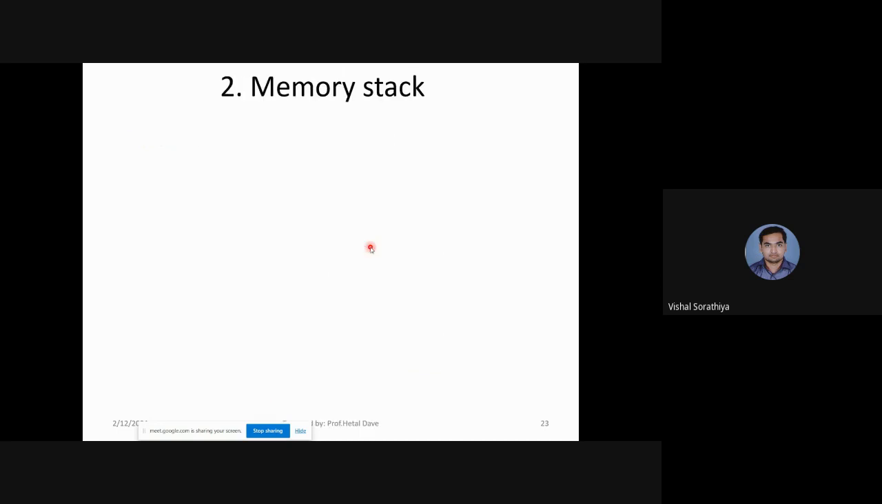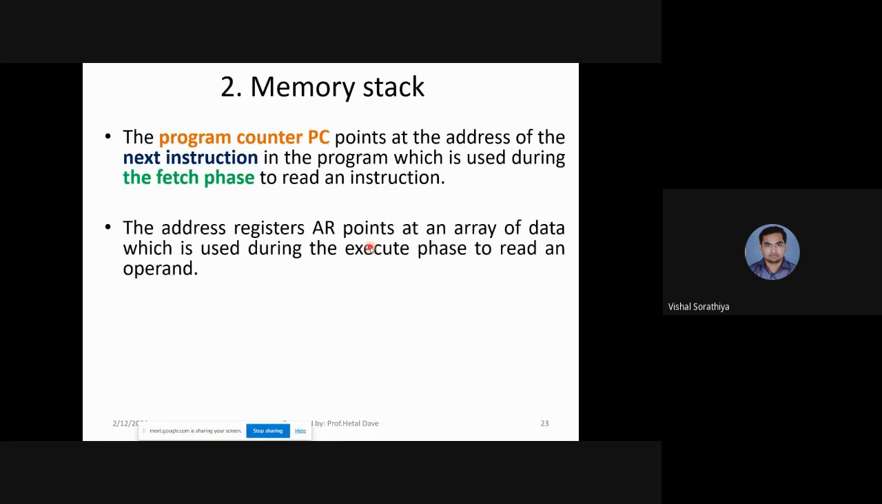Okay, so what is the thing we have? The program counter points at the address of the next instruction where the instruction has been stored, which is used during the fetch phase to read the instruction. The address register points at the array of the data that you actually use during the execution phase.